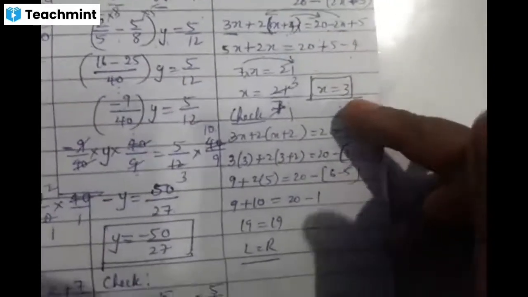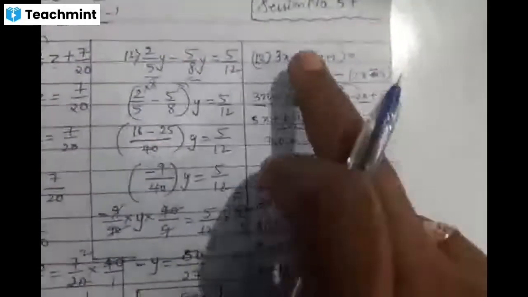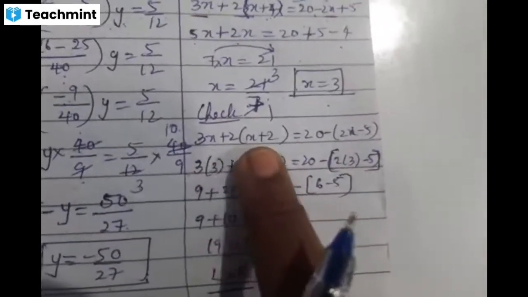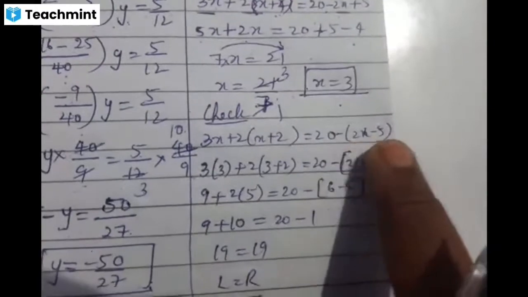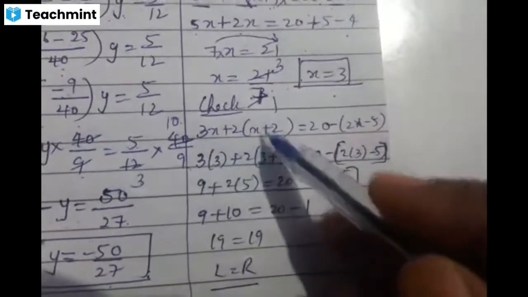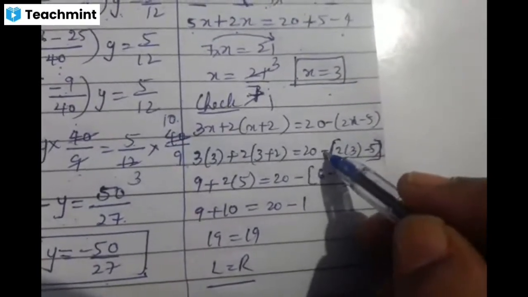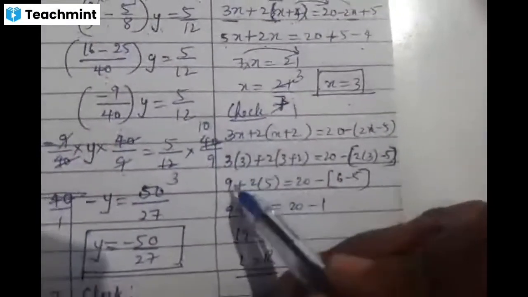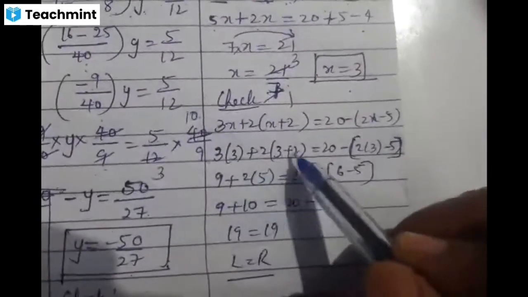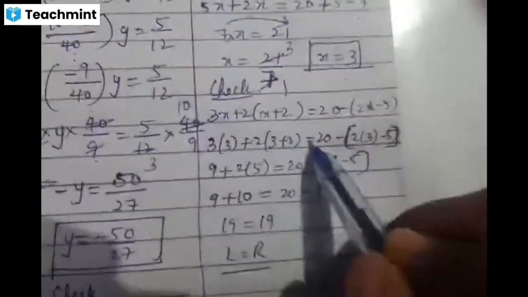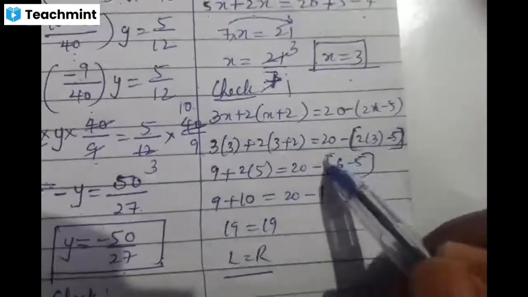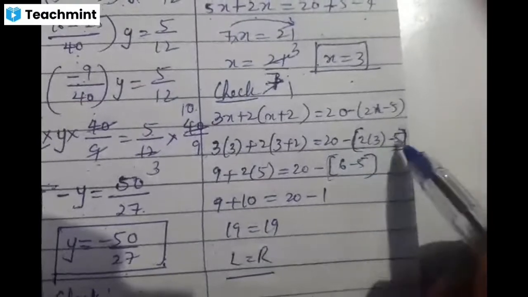Substitute the value of x, 3, in the given equation. The given equation is 3x plus 2 into x plus 2 is equal to 20 minus of 2x minus 5. In place of x, I have substituted 3 using the big brackets, because the minus sign is outside. After I substitute, in the next step we are going to multiply. So 3 threes are 9 plus 2 as it is. Inside, 3 plus 2 is 5, is equal to 20 as it is, minus, inside the brackets, 2 threes are 6 minus 5 as it is.